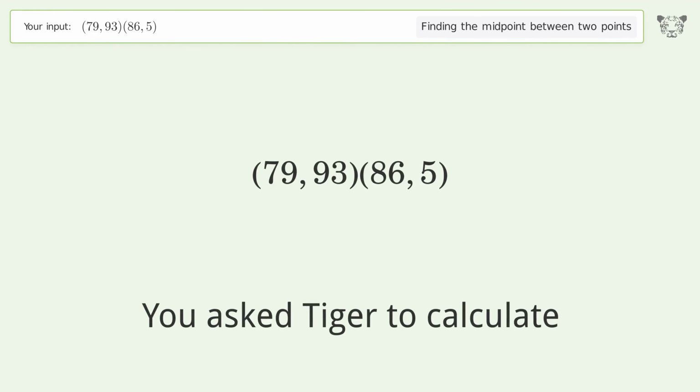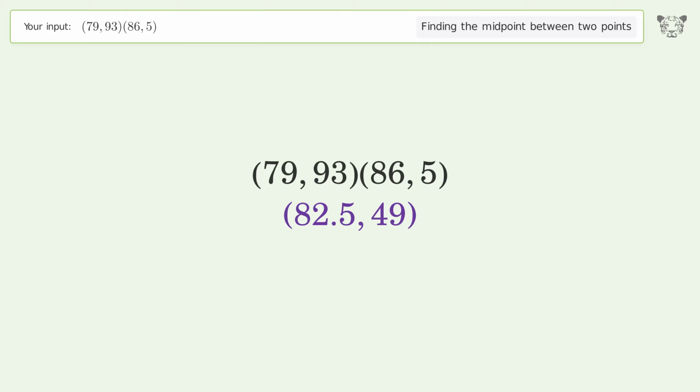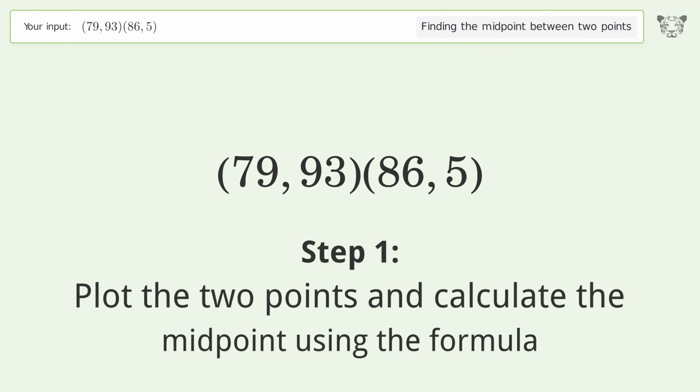You ask Tiger to calculate. This deals with finding the midpoint between 2 points. The midpoint between the 2 points is 82.5, 49. Let's solve it step by step. Plot the 2 points and calculate the midpoint using the formula.